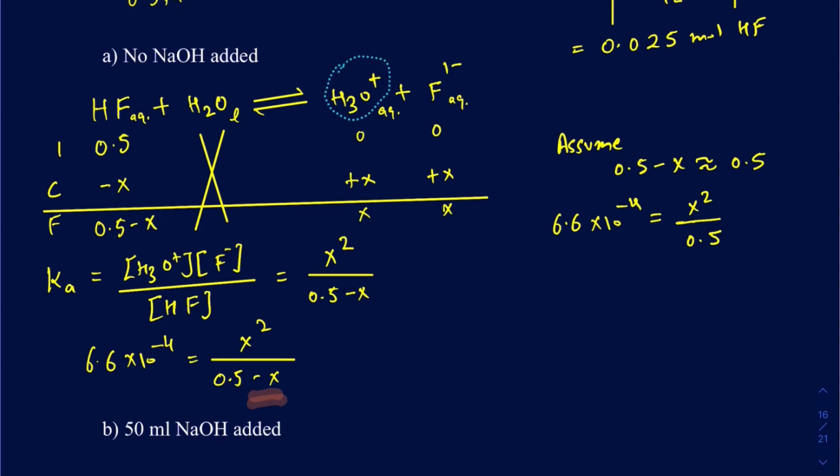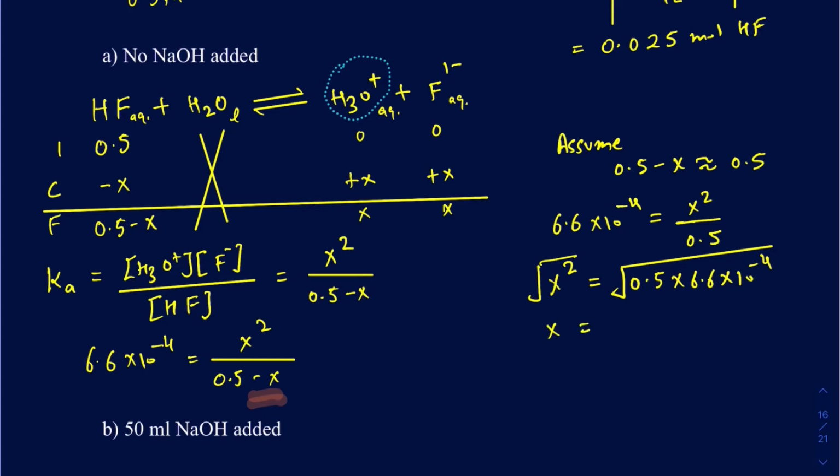Usually, if it's about 1,000 times bigger, then you're good enough to ignore that x and any x that's being added or subtracted. So then at the end of the day, your x squared is going to be equal to 0.5 times 6.6 times 10 to the minus 4. And then you have to take the square root of this on both sides to find the x. So let's see what that comes out to be.